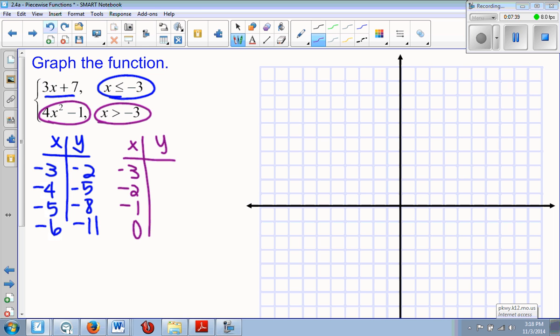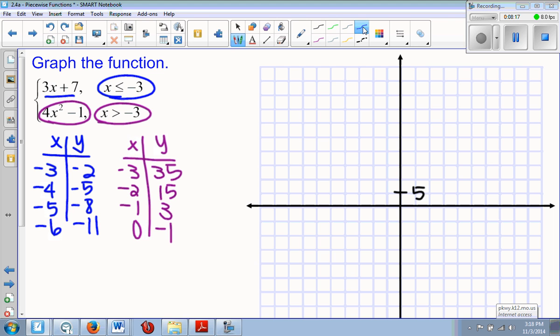And so as we graph, if I evaluate -3, -3 squared is 9, 4 times 9 is 36, and if you subtract 1, you get a y value of 35. -2 is going to give me a value of 15. -1 is going to give me a value of 3, and 0 is going to give me a value of -1. So let's start by graphing my linear equation first. If you notice, the purple goes up by quite a few, so I'm actually going to make my scale go by 5s so that I can fit the entire thing on the graph.